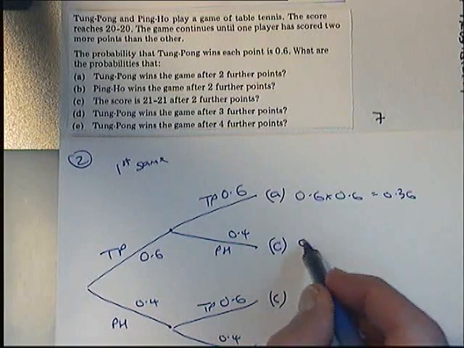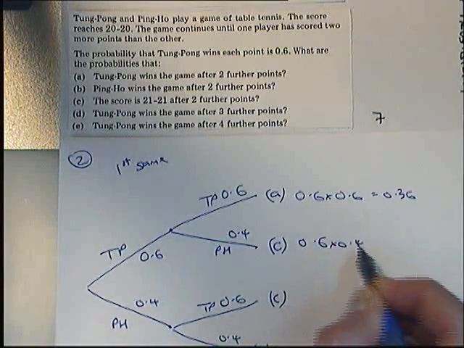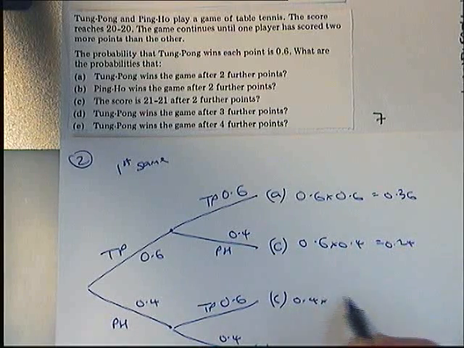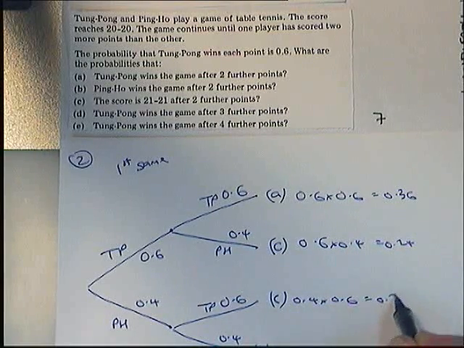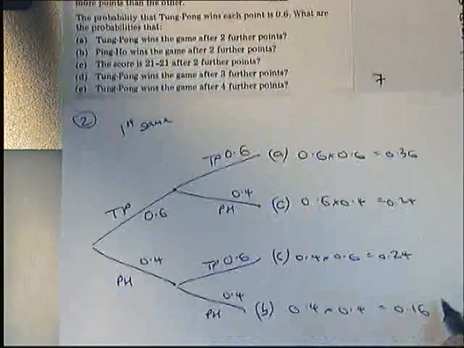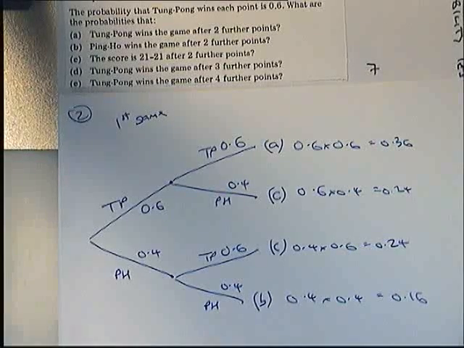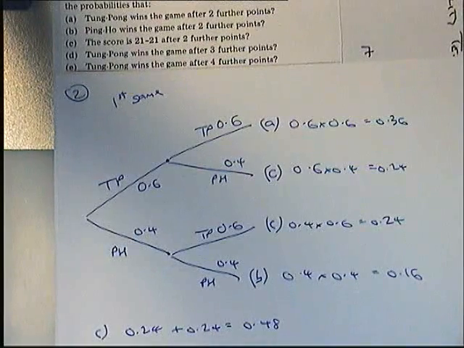Here is going to be 0.6 times 0.4, which is 0.24. Here, 0.4 times 0.6, which is 0.24. And for part C, it's either that one or that one. And if it's an or, you need to add those together. So if you add those together, you get 0.48.